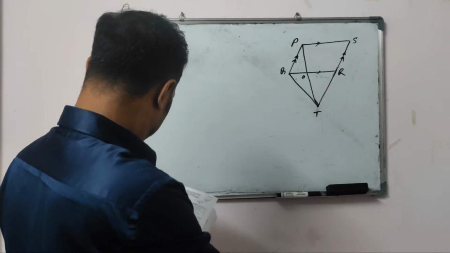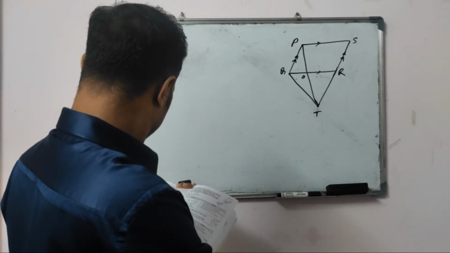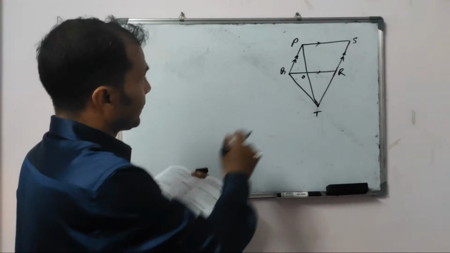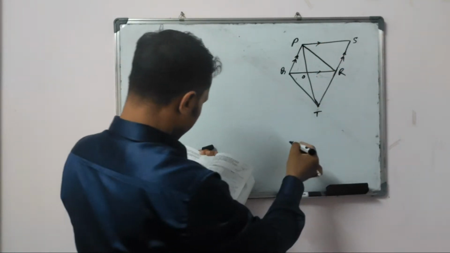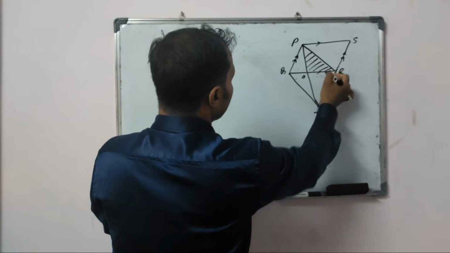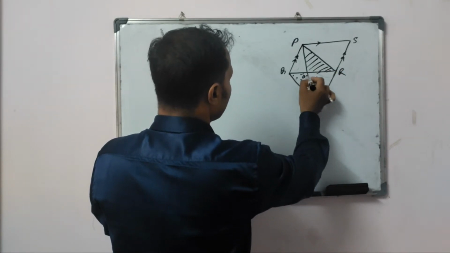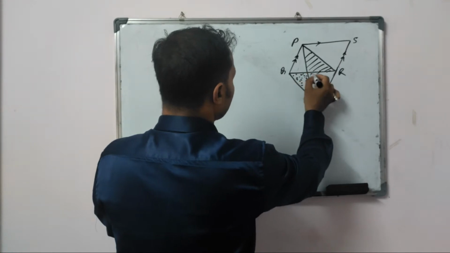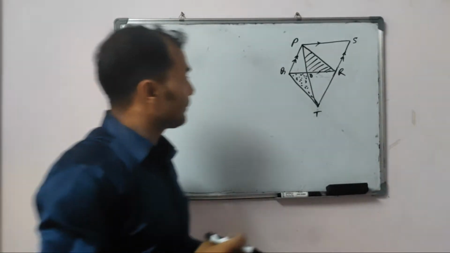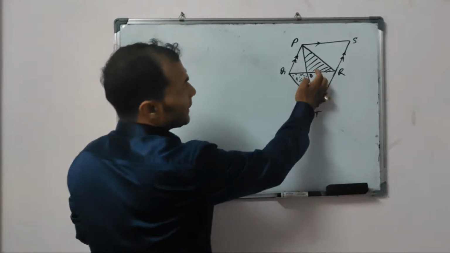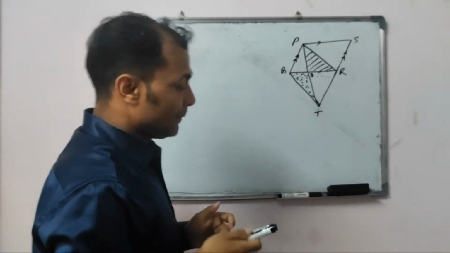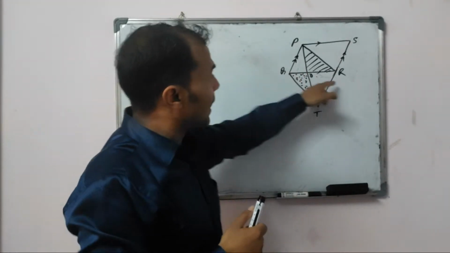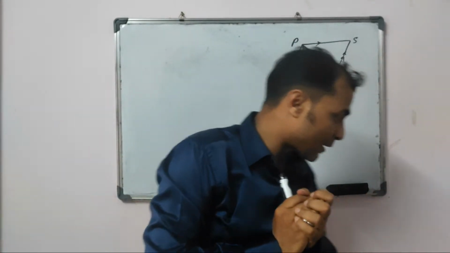Now what do you need to prove? We need to prove the triangle POR. POR means here you need to join this. This triangle is equal to this triangle. So this is your question. See carefully. You have to prove that area of this triangle POR is equal to area of triangle OQT. What is given? PQRS is a parallelogram. Fine.